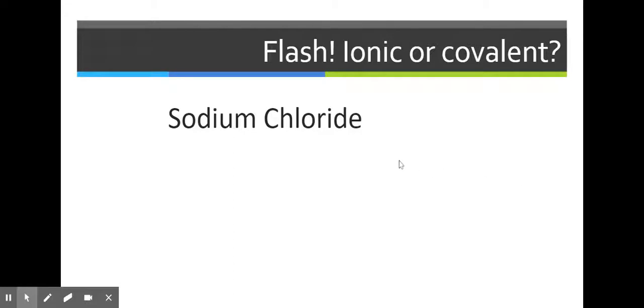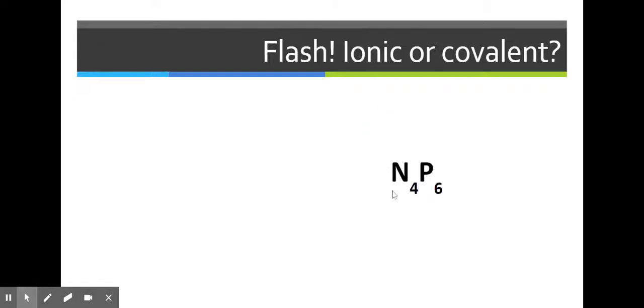Perfect. If you said this was an ionic bond, you are absolutely correct. Sodium being a metal and chloride or chlorine being a nonmetal. What about nitrogen and phosphorus together? Would we call this ionic or covalent? Perfect. So if you picked up on the fact that nitrogen and phosphorus are both nonmetals and you said that's covalent, great.